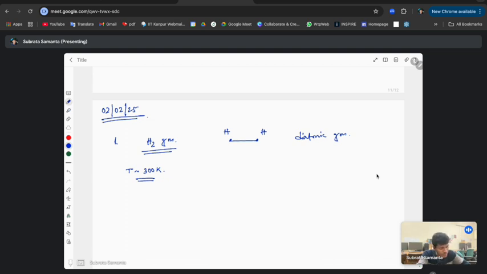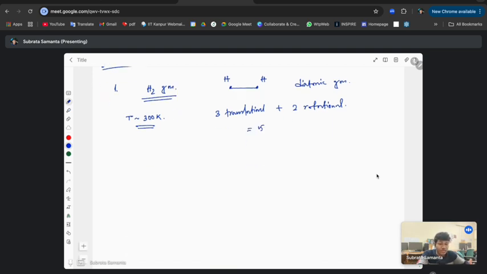So the degrees of freedom are basically 3 translational degrees of freedom plus how many rotational? 2 rotational, right? So there are 3 translations and 2 rotational degrees of freedom, total 5, right?